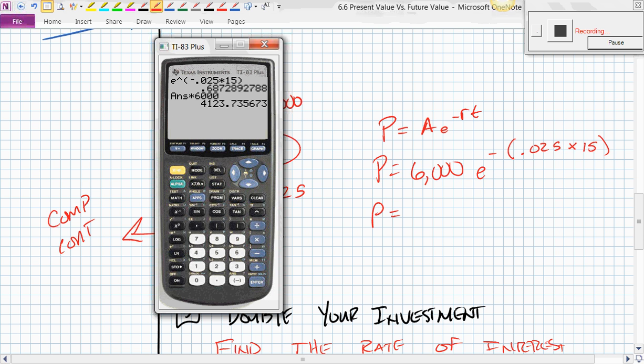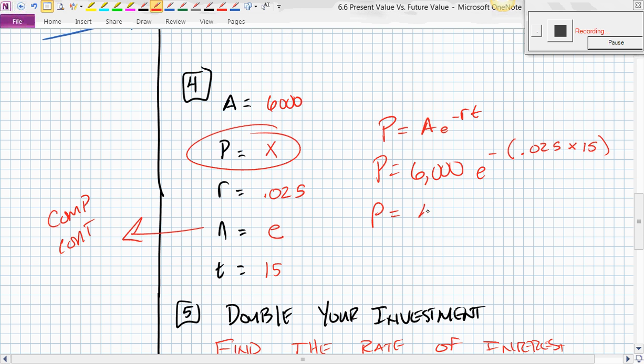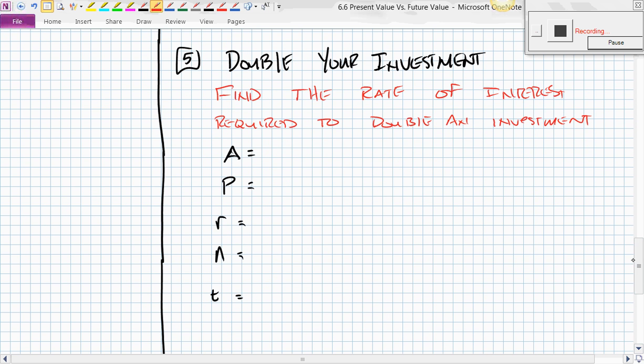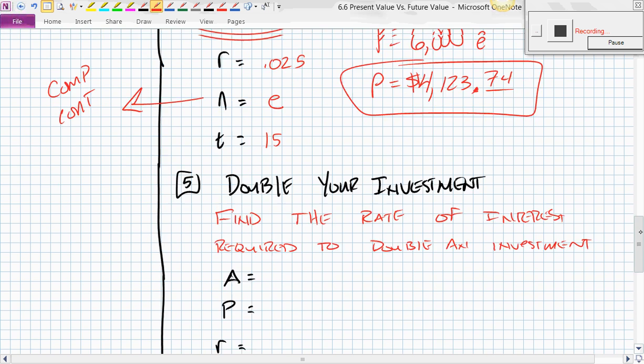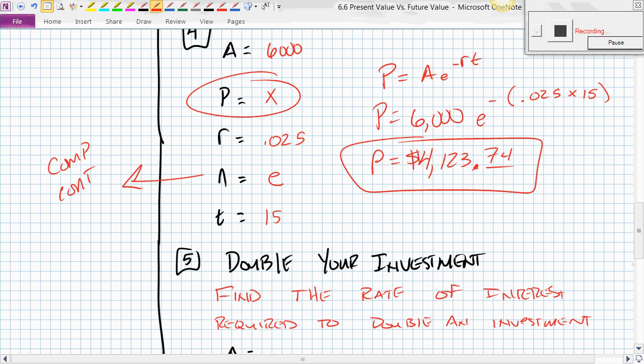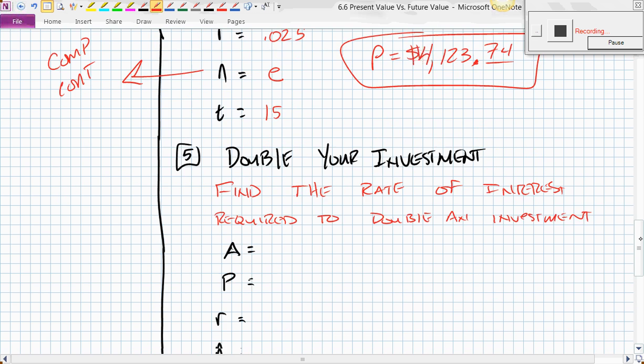And we need $4,123.74. So $4,123.74. Yeah, it'd be something like this. You got it. Okay, last idea. The last idea. There you go. $4,120.74.